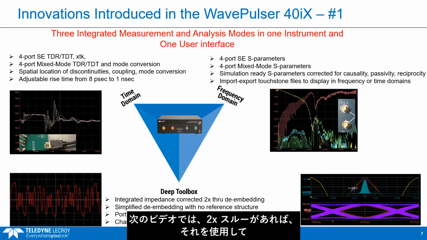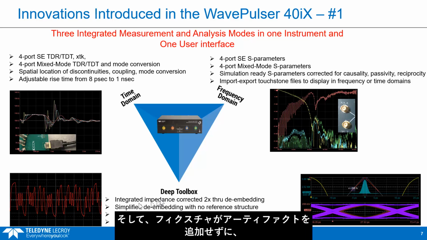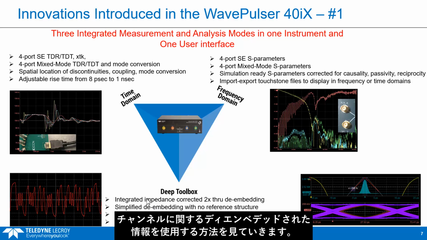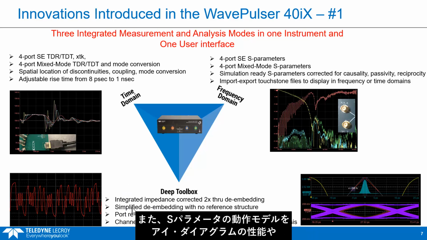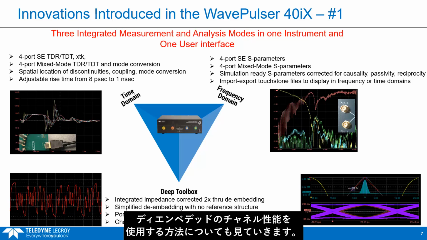In the next videos, we're going to take a look at, well, if we had the 2x-thru, then we can use that to get the location of the end of the fixture, and we'll look at using that de-embedded information about the channel without the fixtures adding artifacts. We'll also look at using the de-embedded channel performance in a system simulation, so we can translate the S parameter behavioral model into eye diagram performance and some of the jitter analysis.